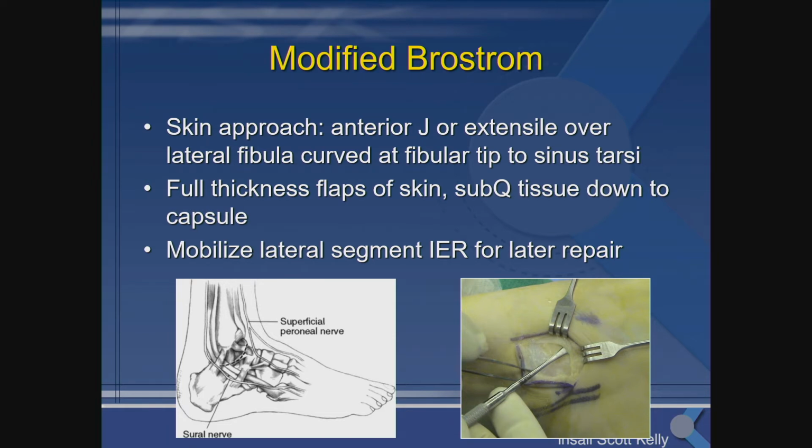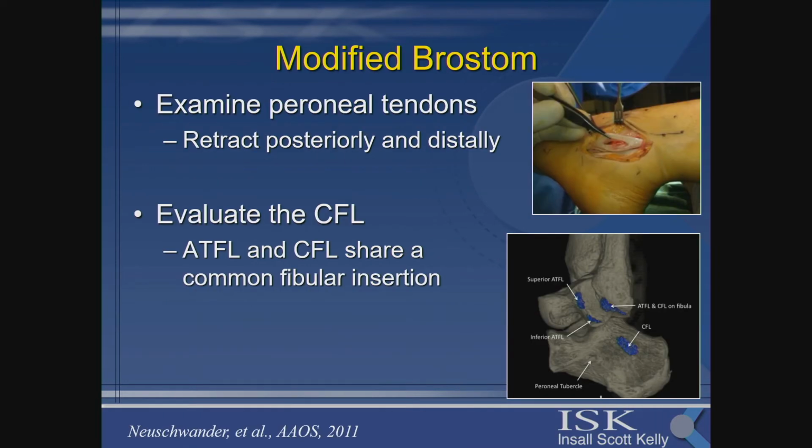The skin approach, you can either do an anterior J incision or an extended oblique incision over the distal fibula. You want to do a full thickness flap down to the capsule. You mobilize the retinaculum so you can see where it is for the later repair. You can examine the peroneal tendons at this time, just make a small slit in the sheath and see if there's any damage. You can repair it at that time.